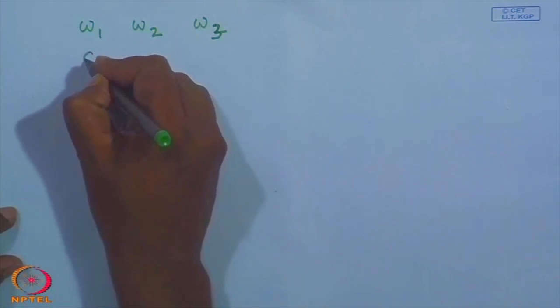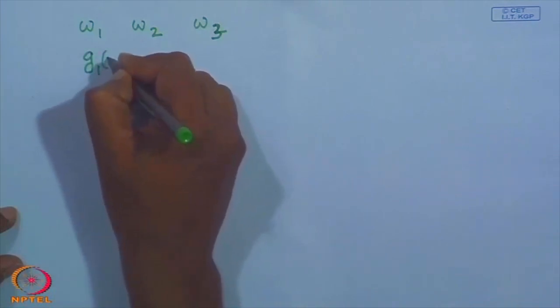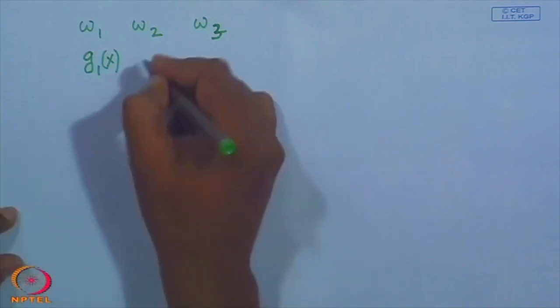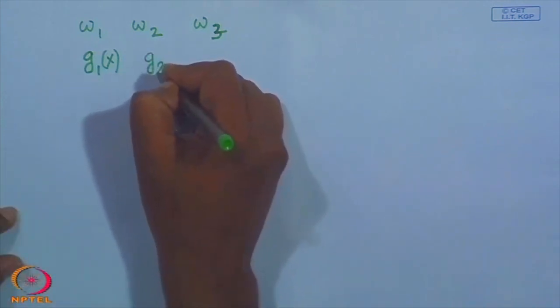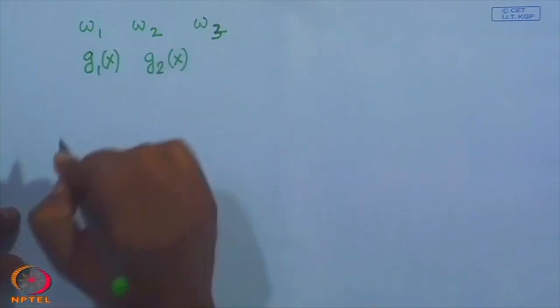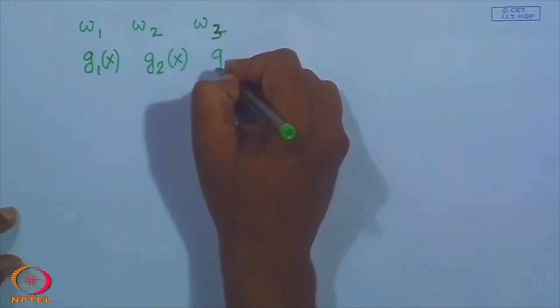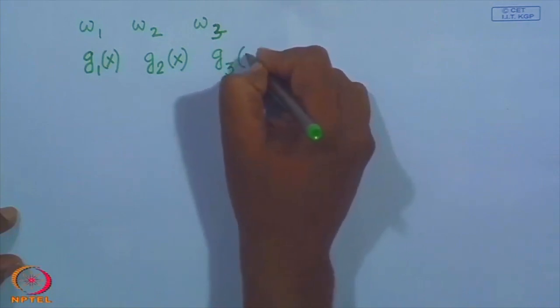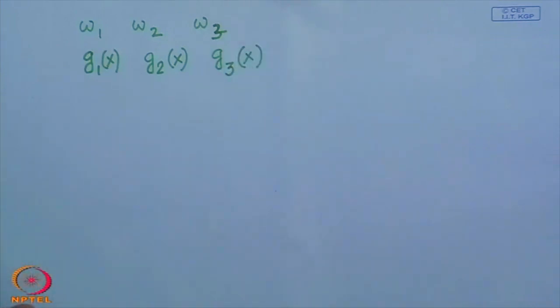For every class, I have a discriminant function. For class omega 1, I have a discriminant function given by g1 of x. For omega 2, I have a discriminant function given by g2 of x, and for omega 3, I have a discriminant function given by g3 of x. These are the three discriminant functions for three different classes.